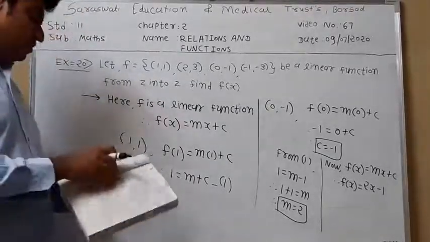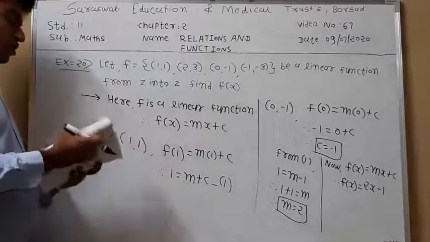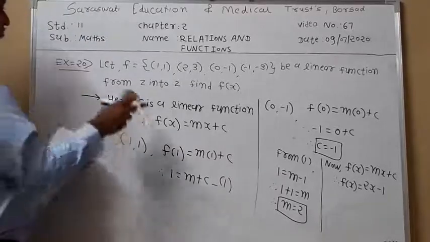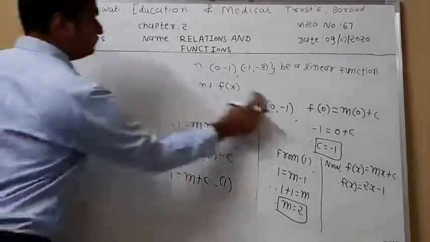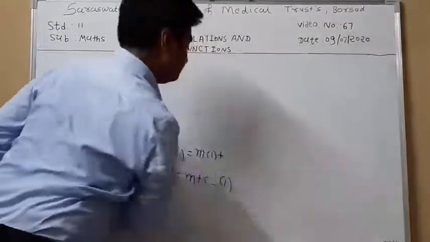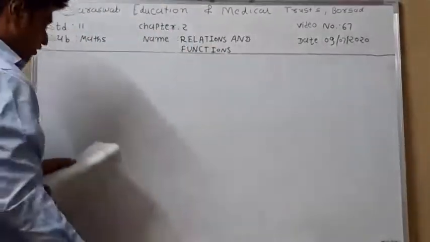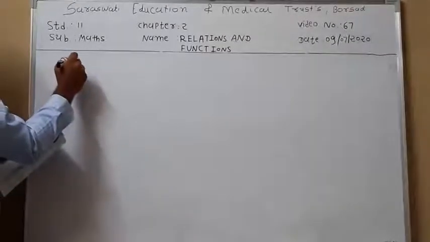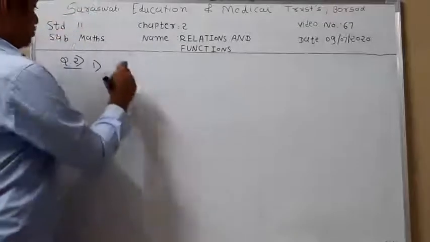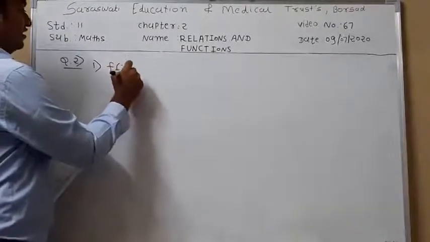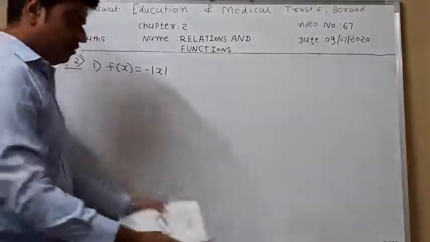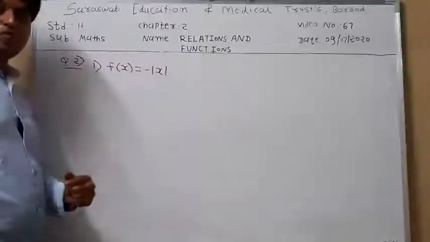Exercise 2.3, question number 2. Our question is: find out the domain and range of the following real functions. Question number 2. Our question is to find out the domain and range. First question, f of x is equal to minus modulus of x.